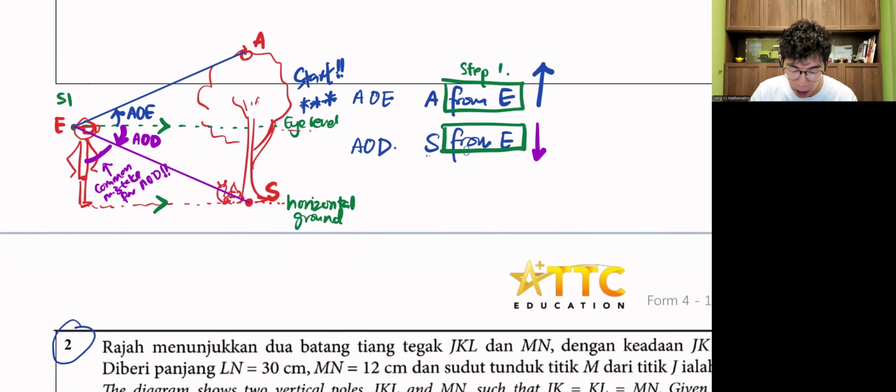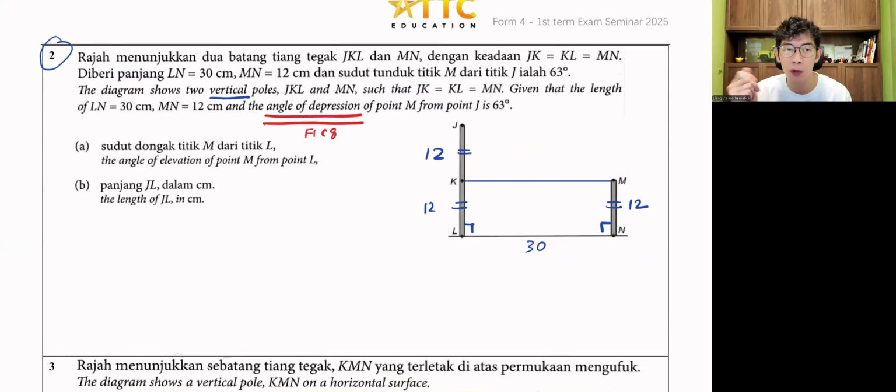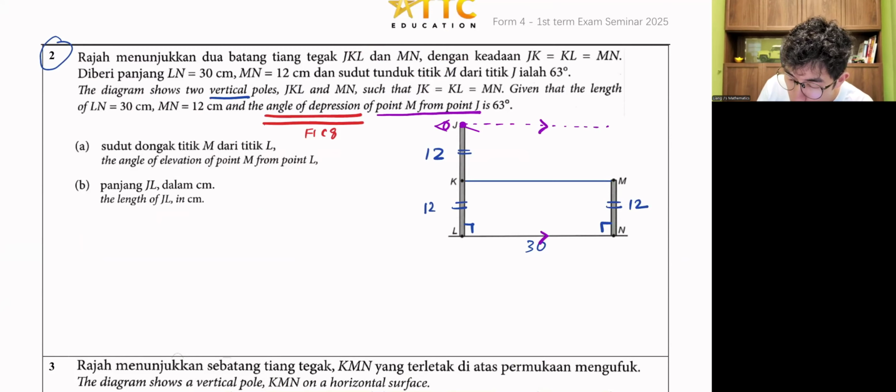Let's continue. Then we move to this. Then we know how to place it already. So I'm going to put the angle of depression. You go to point M from point J. So I go to J. What should you do? You draw the eyeball, a dotted line, make sure it's parallel to the ground, and you draw to M. So where do you place the angle? Here, go down, 63 degrees.